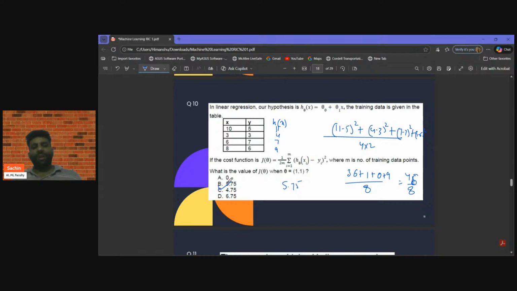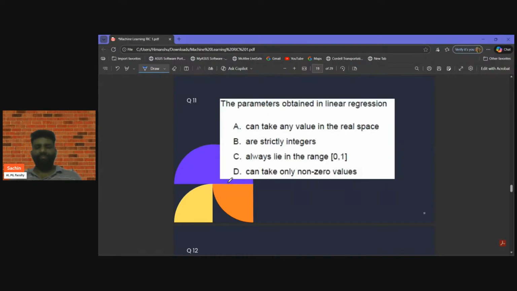Cool. Let's move ahead to the next question. A very simple question, but people generally forget about it. The parameters obtained in linear regression, what exactly is the range for that? Do we have a range? Are they strictly integers? Do they lie between 0 to 1, or do they take only non-zero values? The idea is they do not really take integers, they take real numbers. But is it between 0 to 1 only? Can't it be more than that? Yes, it can be.